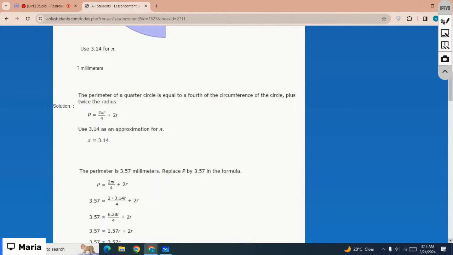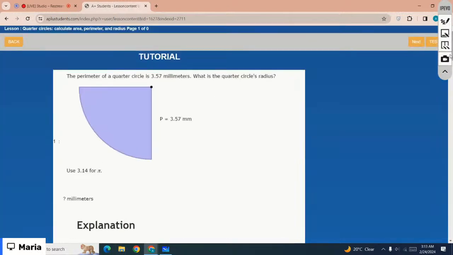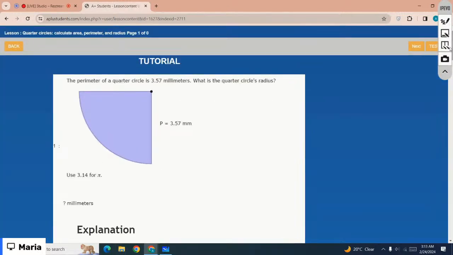Got it? The parameter is p equals pi r over 2 plus 2r. So simply replace the r with the value when the question is in terms of radius. Let me just read the question again. You are given the parameter. The parameter of a quarter circle is 3.57 millimeters. What is the quarter circle's radius? You need to calculate the radius.